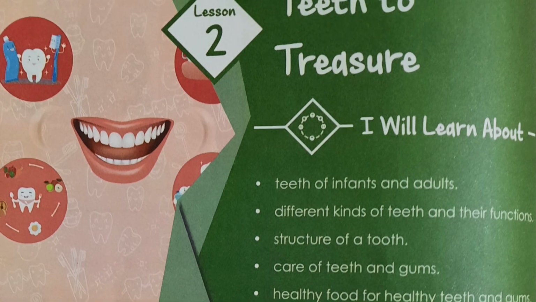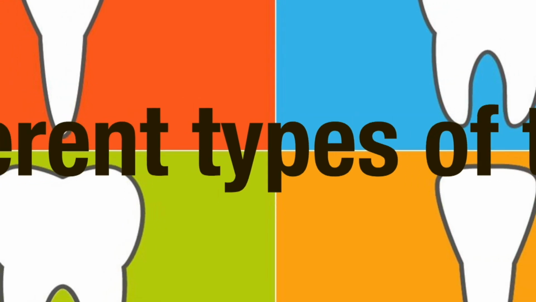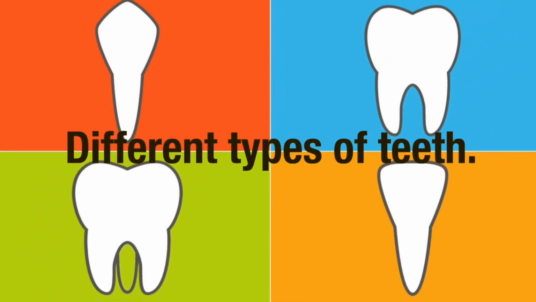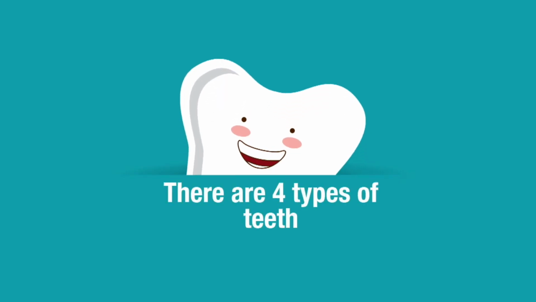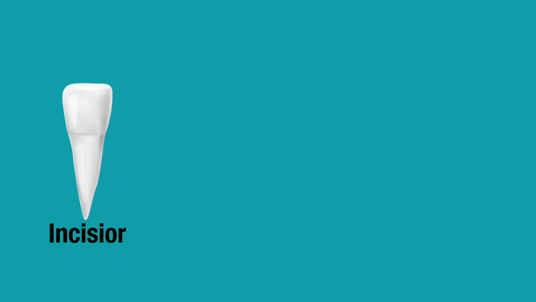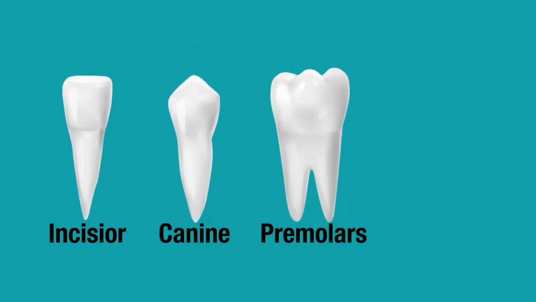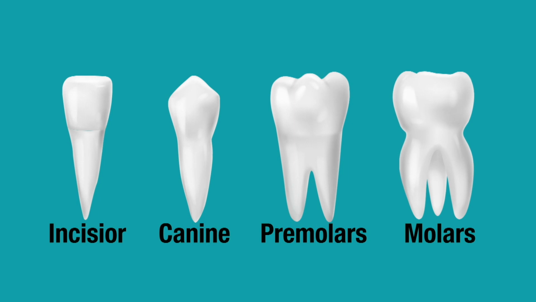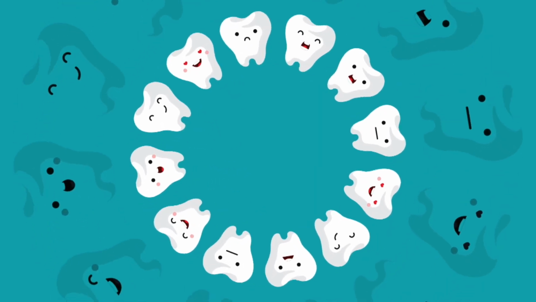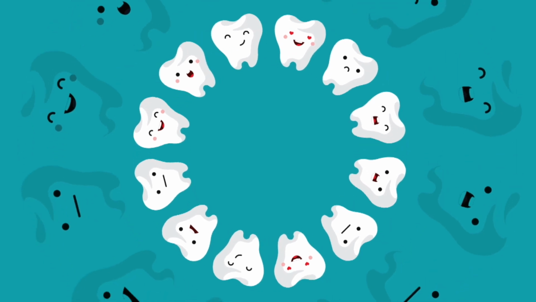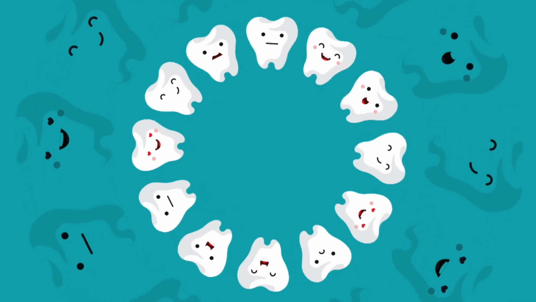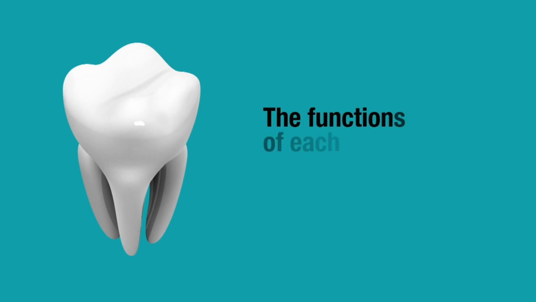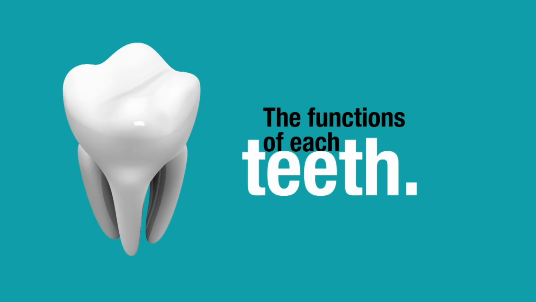What did you learn in the last class? Yes, you have learned about the different types of teeth. Which are the different types of teeth? There are 4 types of teeth. They are incisors, canines, premolars and molars. Yes. And we have learned the number of incisors in our mouth. I have asked you to find out the incisors in your mouth, isn't it? Canines. Have you seen? Have you looked at it? Yes. So again we'll see what is the function of each one. How do they help us?